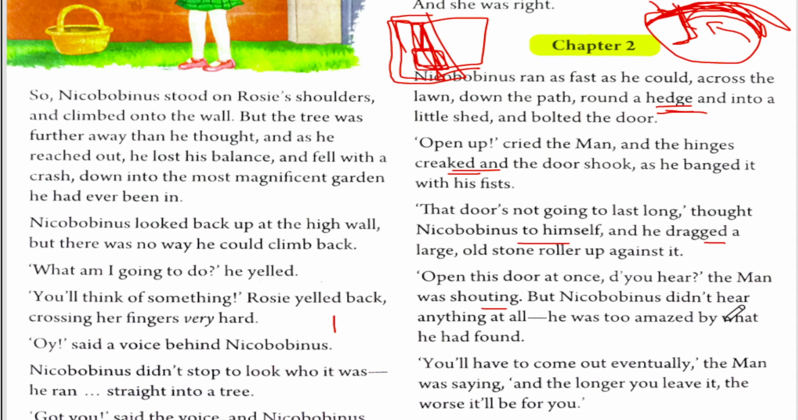But Nicobobinus didn't hear anything at all. He was too amazed by what he had found. Now Nicobobinus was not paying any attention to the man's anger or his shouting, but he got very amazed, that means surprised, by what he had found. Now, how had he discovered it? See, as I told you, there was a heavy roller. This was the heavy roller.